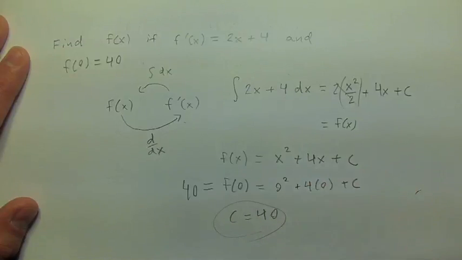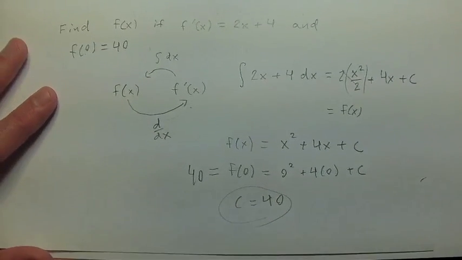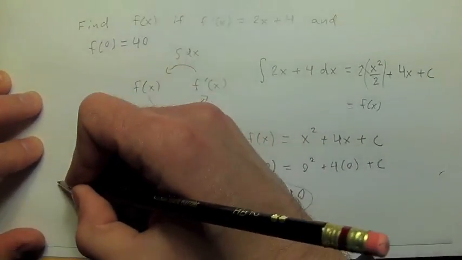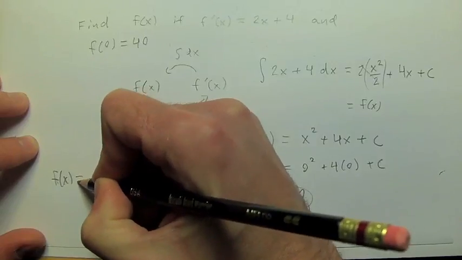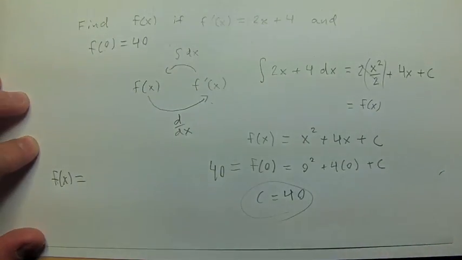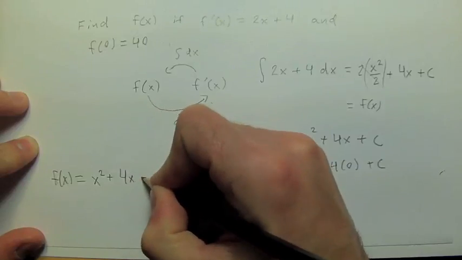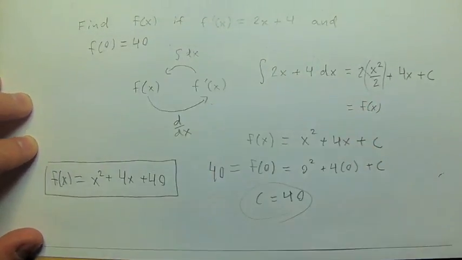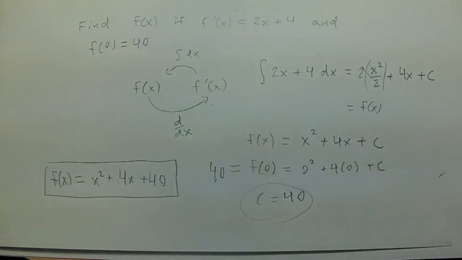So that we're looking for the specific f, or antiderivative, such that c is equal to 40, such that arbitrary constant is equal to 40. So our f is x squared plus 4x plus 40. Okay, so this is a very basic differential equation, for those of you who are curious.